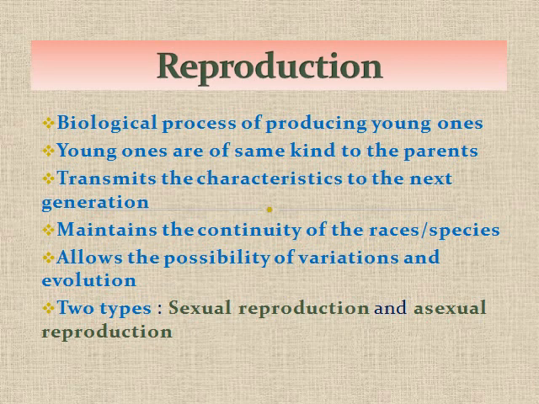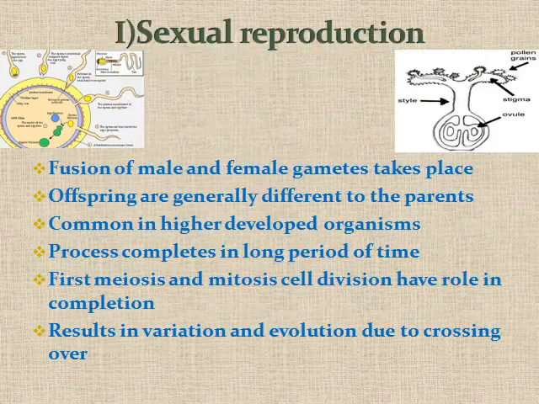or RNA. Broadly, reproduction may be asexual or sexual. Sexual reproduction is characterized by different features, as the fusion of male gamete and female gamete takes place. Offspring are generally different from the parents. It is very common in higher developed organisms. The process completes in a long period of time.